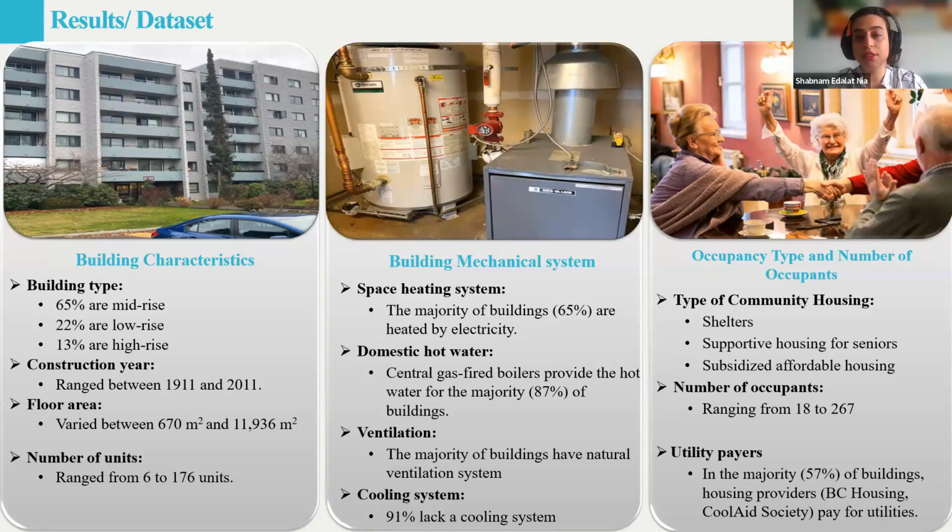In terms of the mechanical system, the majority of buildings are heated by electricity. The domestic hot water is provided by gas-fired boilers and hydronic systems. And most buildings lack a cooling system. Also, based on the services, these buildings are divided into shelters, supportive housing for seniors, and subsidized affordable housing. And in most buildings, the housing providers, BC Housing and Coolidge Society, pay for the utilities.